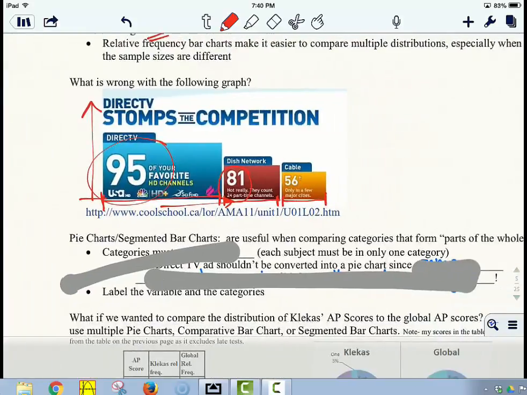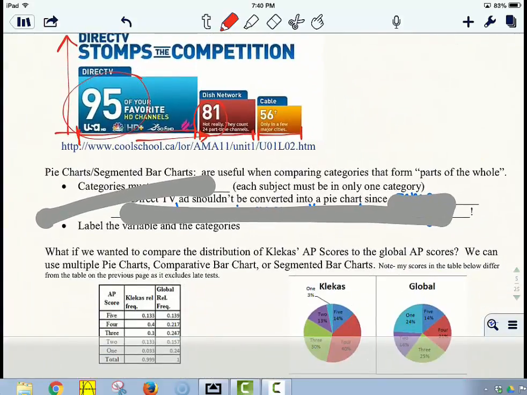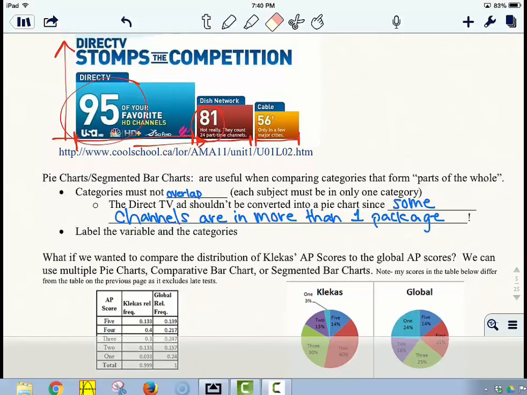Now let's look at pie charts or segmented bar charts. These are useful when comparing categories that form parts of a whole. Categories must not overlap, which means each subject must be in only one category. The DirecTV ad shouldn't be converted into a pie chart since some of the channels are more than one package. You could have HBO here and here, so we couldn't put it into a pie chart or a bar chart.